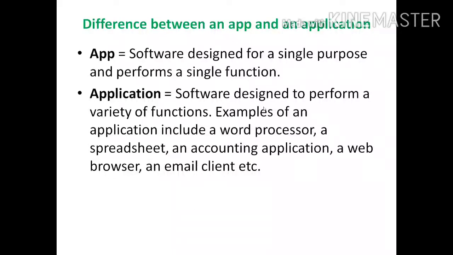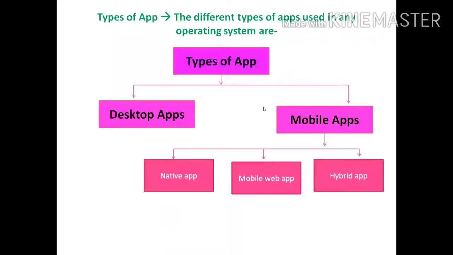Now the next slide is about this. There are two types of apps. First one is desktop apps and second one is mobile apps. And mobile apps are again divided into three types. First one is native app, second one is mobile web app, and hybrid app. Now we will discuss these apps in detail.